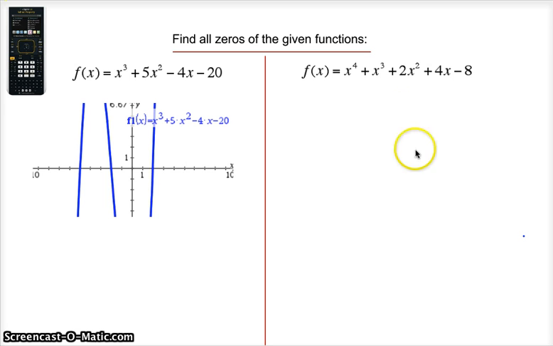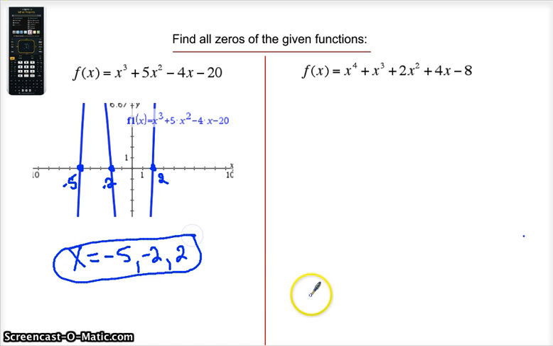It looks to be at -2 right here, this is -5, and over here at 2 as well. Because I only expect three zeros, I can say that the zeros of my function are -5, -2, and 2.